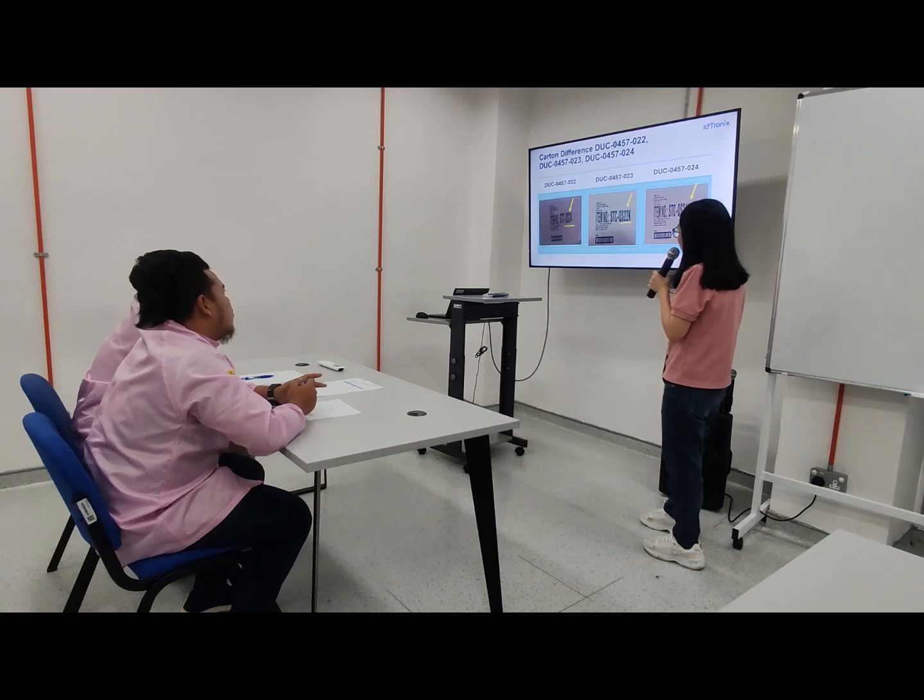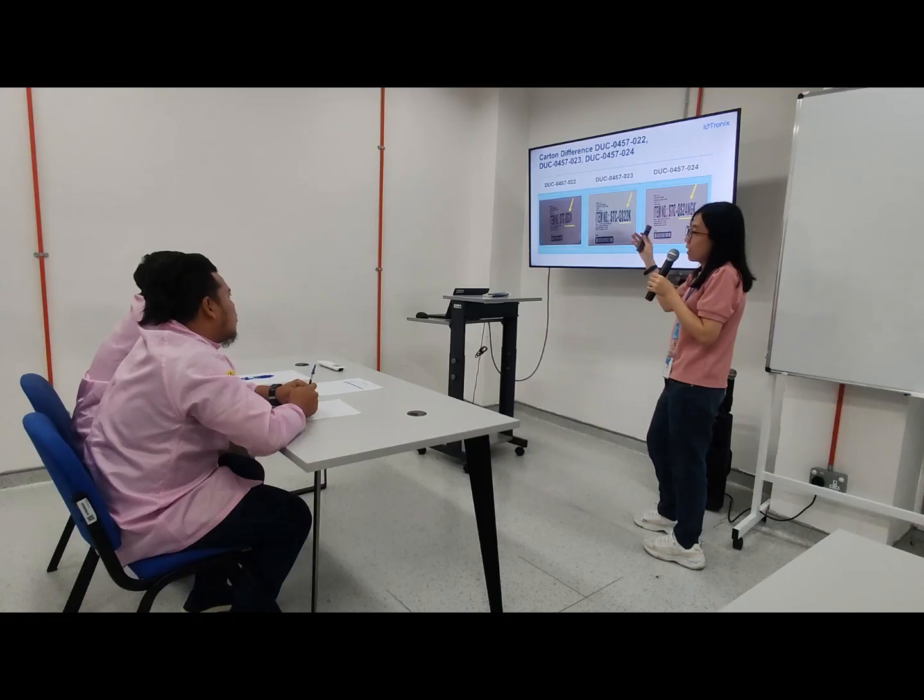Next is about the pattern differences. Pattern difference, also the item number is the same. Then we preview the unit label and also the color label.